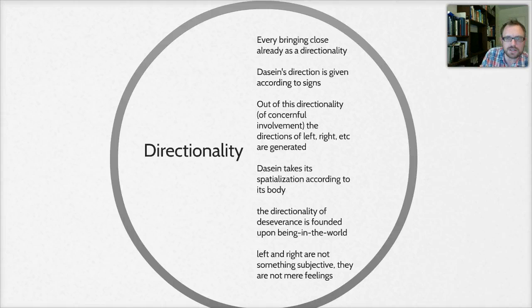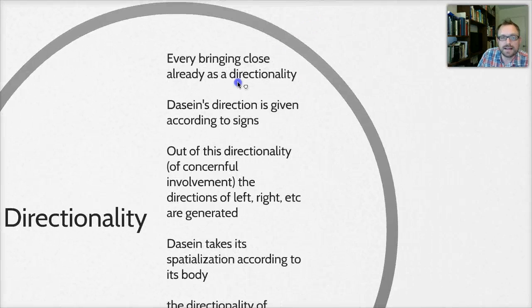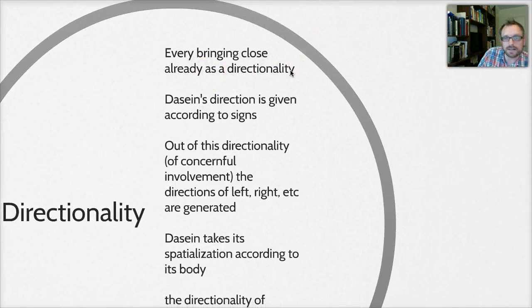Now, I said we'd come to directionality. So what does directionality mean then? Well, every bringing close already has a directionality. So in order to bring something close, there has to be a directionality. And also notice here that intentionality is the directedness of consciousness. So Dasein's direction is given according to the signs that it recognizes in its involvement, given the region that Dasein's in or at. And out of this directionality come the directions of left, right, etc.